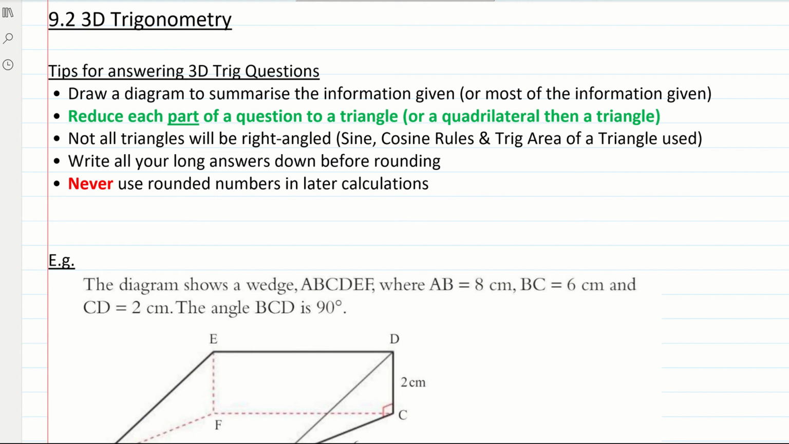Not all the triangles will be right-angled, so you don't have to use SOHCAHTOA alone. You can use the sine rule, the cosine rule, trig area of a triangle as well.